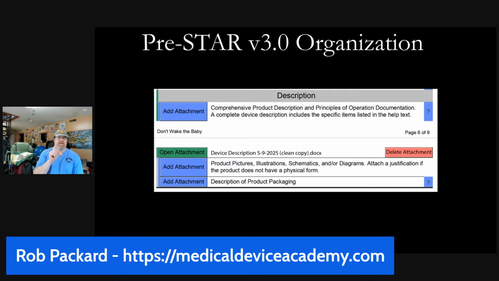Now, the description section is next after that. That's where you attach the device description. You have to have a device description if you're doing a pre-sub, a 510(k), whatever it is, and you usually keep those under revision control. I have our template here, but you're going to have to create your own, and it's going to have pictures and lots of detail in it. That's usually one of the biggest problems: we don't have enough detail.